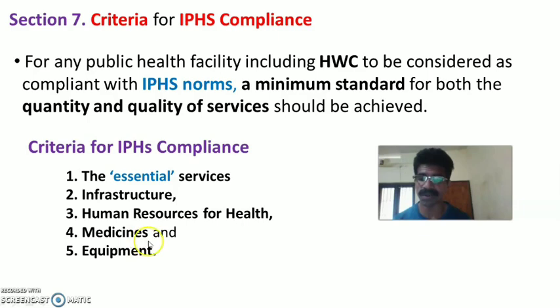The different medicines or type of medicine has to be issued by the sub-health center, and the equipment, minimum equipment available in the sub-health center as per the IPHS 2022. So these are the 5 criteria for maintaining the compliance with the IPHS standards by the sub-health center. First one is to render essential services, maintaining the adequate infrastructure and maintaining the adequate manpower of human resources or health personnel in the sub-health center, maintaining the adequate supply of medicines, and maintaining the adequate equipment as per the IPHS standards 2022.